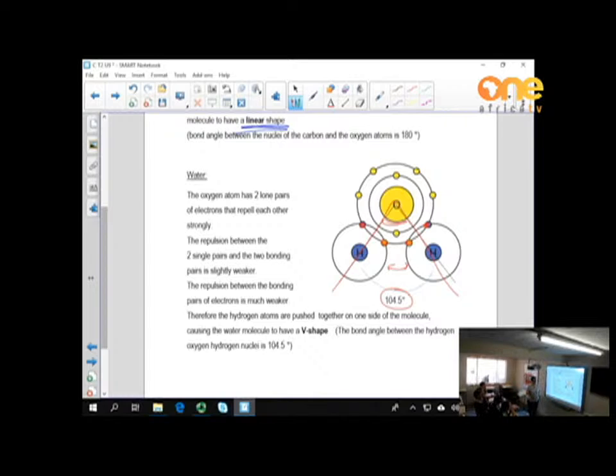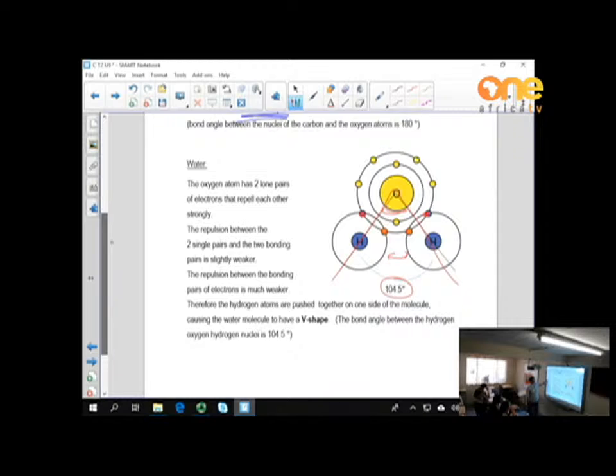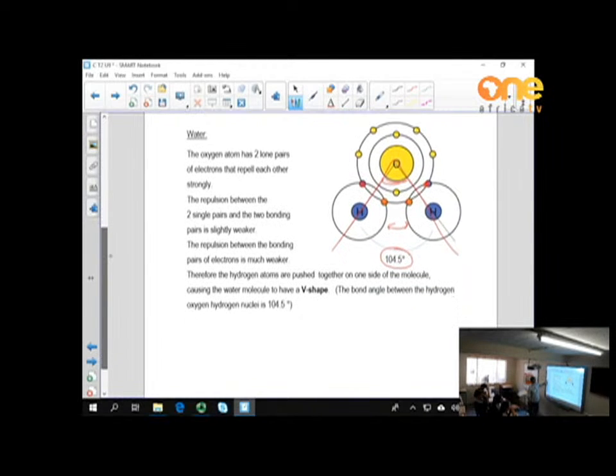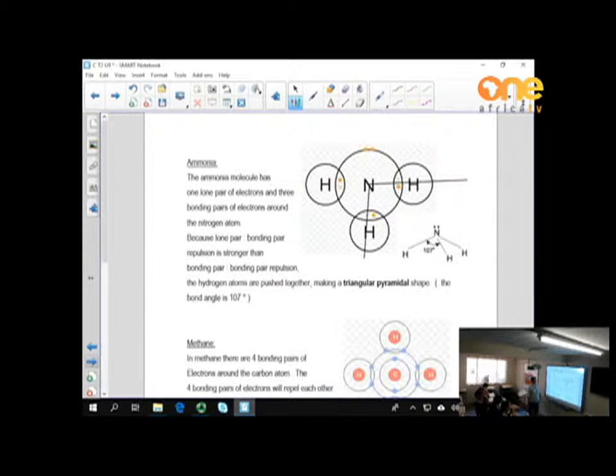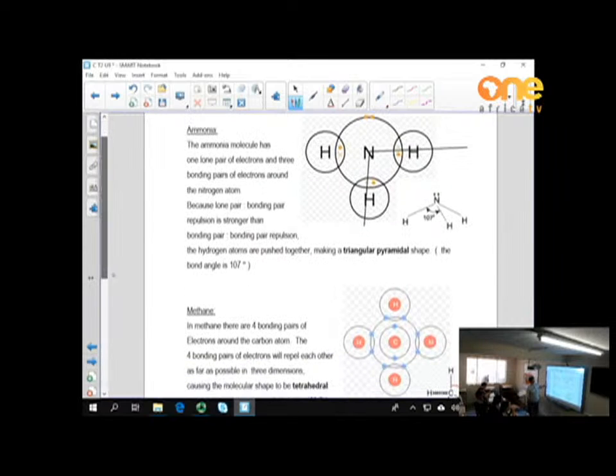Now you need to remember the size of the angle. Okay, they won't ask you obscure examples, but you need to know carbon dioxide, water, ammonia, and methane. All right, it's just the classic examples for V-shaped, pyramidal, tetrahedral. Okay, so water then is 104.5 degrees, the bond angle.